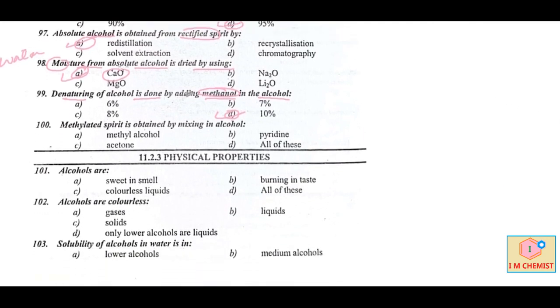Next, MCQ number 100. Methylated spirit is obtained by mixing in alcohol. Methylated spirit is obtained by adding methyl alcohol, pyridine and acetone. So option number D is correct.